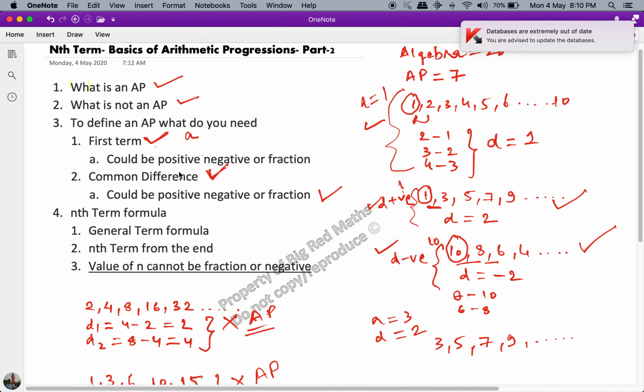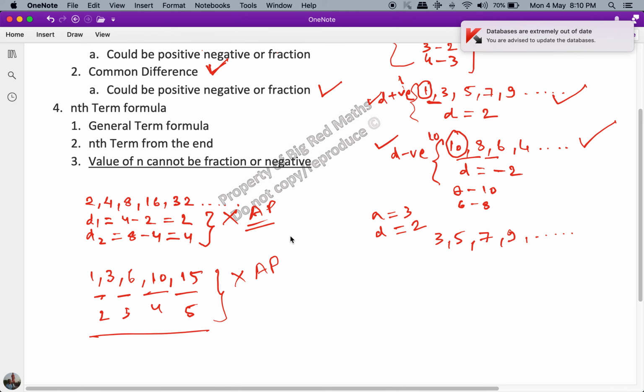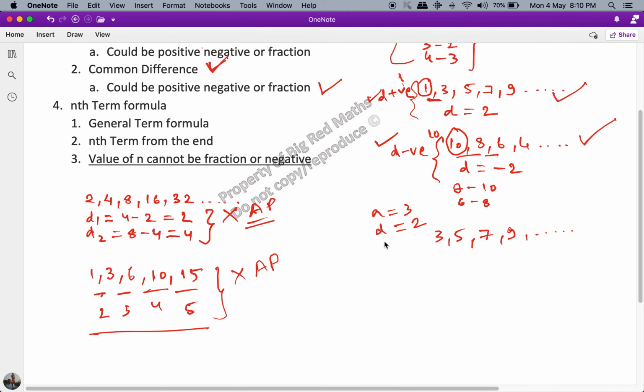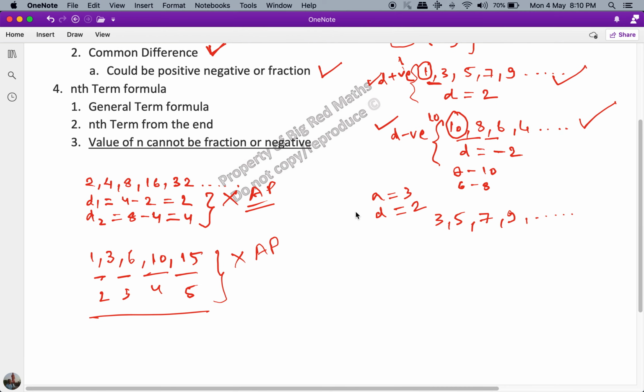So whenever you are asked to find the AP or find the progression, you actually have to just find the value of A and D for that particular progression. Okay. Now let's come to something interesting, which is one of the formulae for this chapter. And that formula is called the nth term.